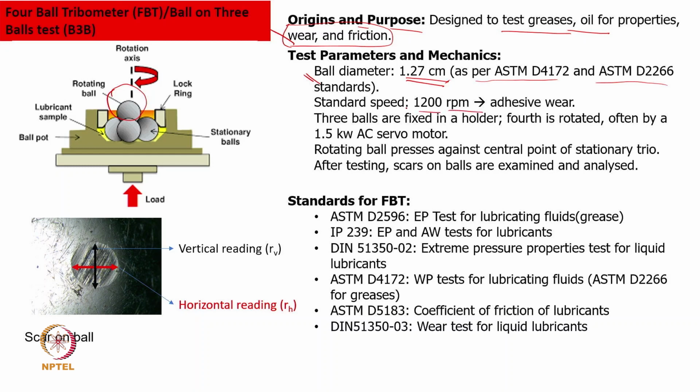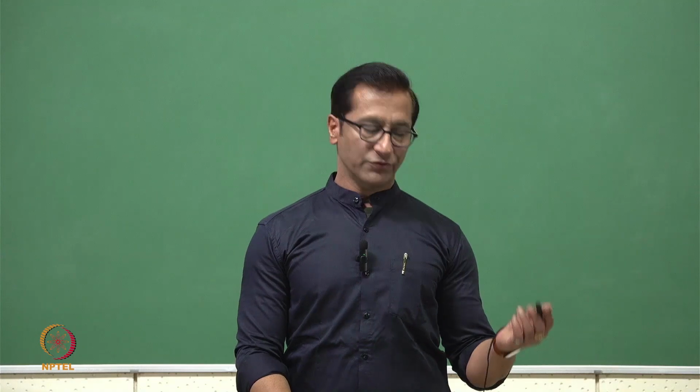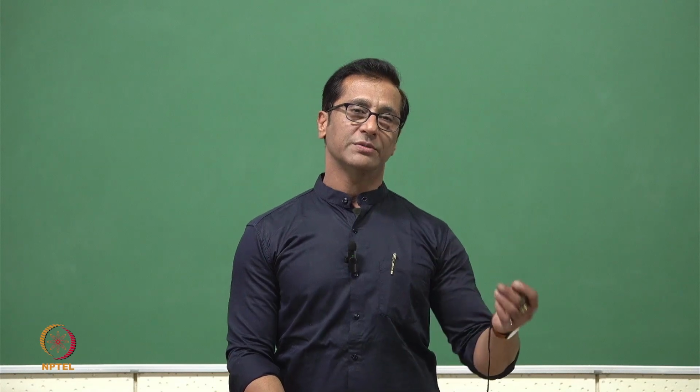It also operates at a low RPM, 1200 RPM, and there is a fixture and a 1.5 kilowatt AC motor. Generally we don't require a high power motor compared to this one. Particularly, we do have this in our lab. In this situation, we get scars on the bottom balls, which are stationary. We measure their scar diameter and then do averaging. That is very helpful, as we average over 3 balls and come up with the right results.